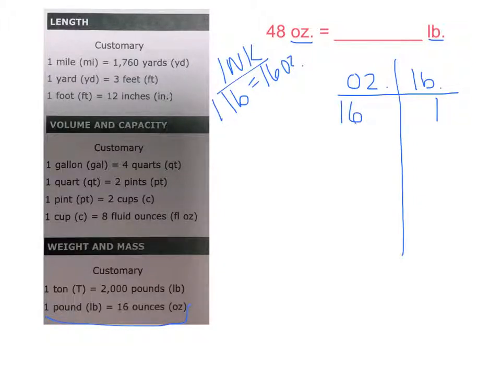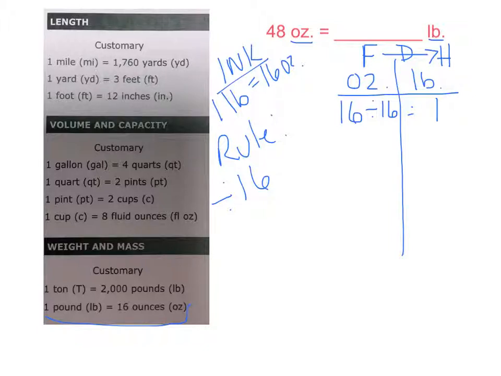I know that I'm going to label my horse and my fly, and just like we said on the earlier problem, an ounce is smaller than a pound. So this time I'm going fly to horse, which means we're going to divide, of course. So I know that 16 divided by 16 equals 1. So my rule is divided by 16. Now I'm going to go back up here to my problem. I've got 48 ounces. So my 48 is going to go right here. And I know I have to divide by 16 to get my answer.